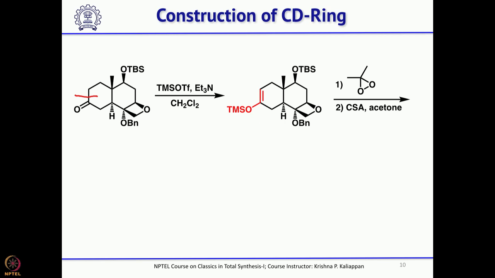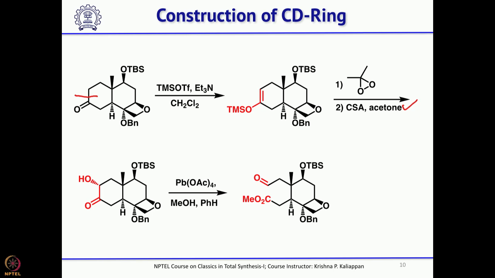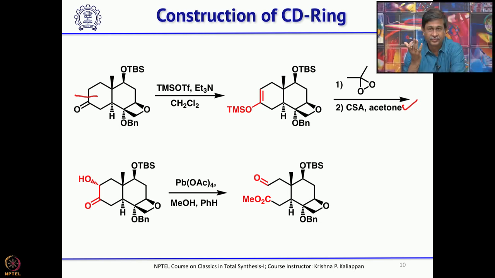Now the epoxide can be opened with camphor sulfonic acid to get the alpha hydroxy ketone. When you have an alpha hydroxy ketone and treat it with lead tetraacetate, this C-C bond can be easily cleaved. When it cleaves, the top portion, the hydroxy carbon, will become an aldehyde. The carbonyl one, if you use methanol, will become the corresponding methyl ester.